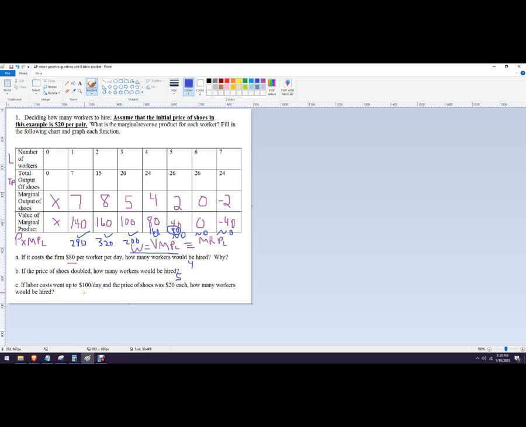If labor costs went up to $100 a day and the price of shoes was $20 each, so we're back to the purple numbers, how many workers would be hired? And it's only 3. And that's how to do those types of problems for your AP exam and practice.